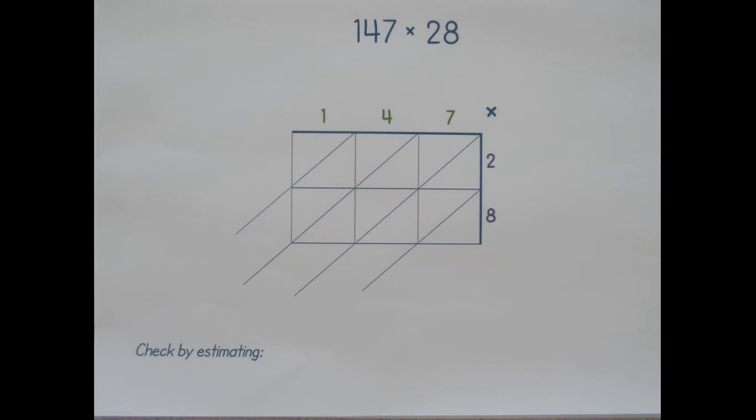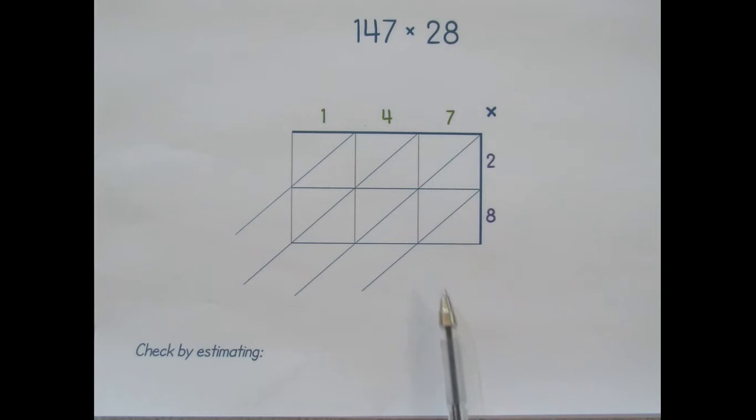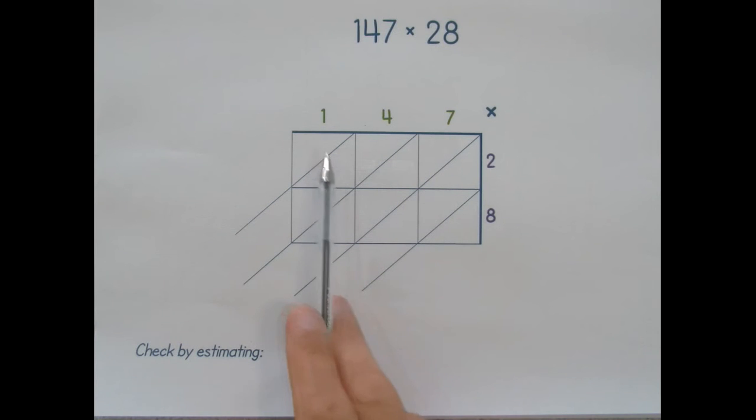Right, so in this question, with the Gelosia method, you've got a 3-digit by a 2-digit number, and that's why I've got a 3 by 2 grid. And then we fill in each box, just like we've done before. So we'll start here this time, okay?